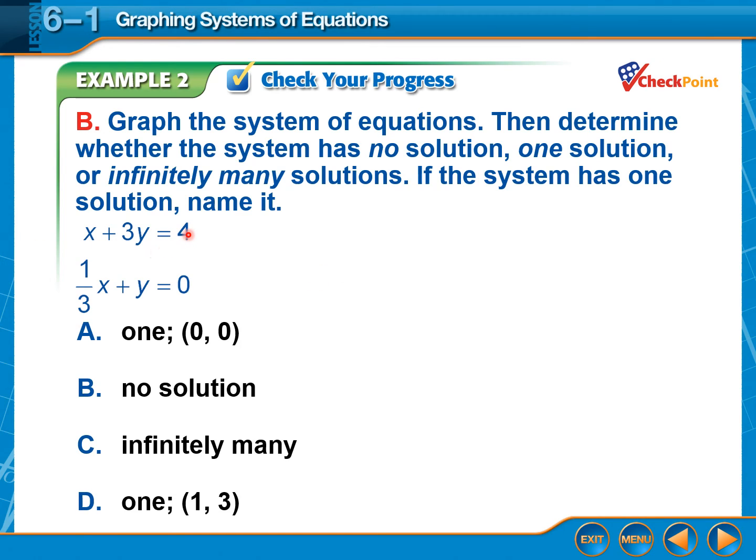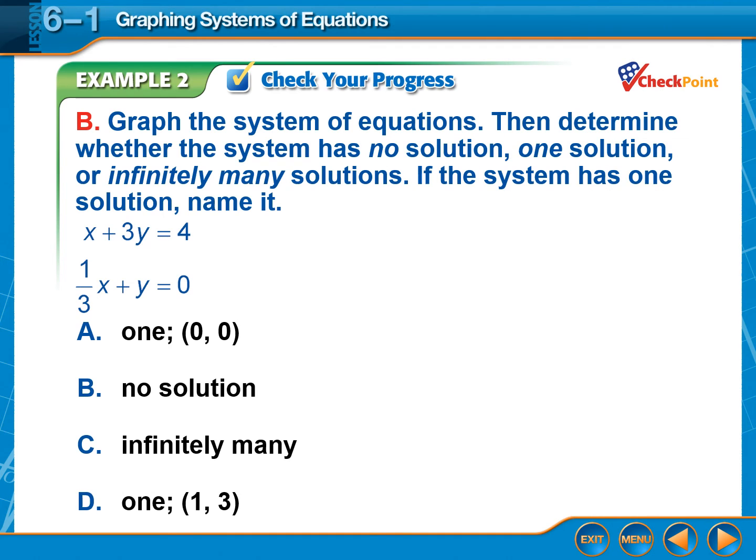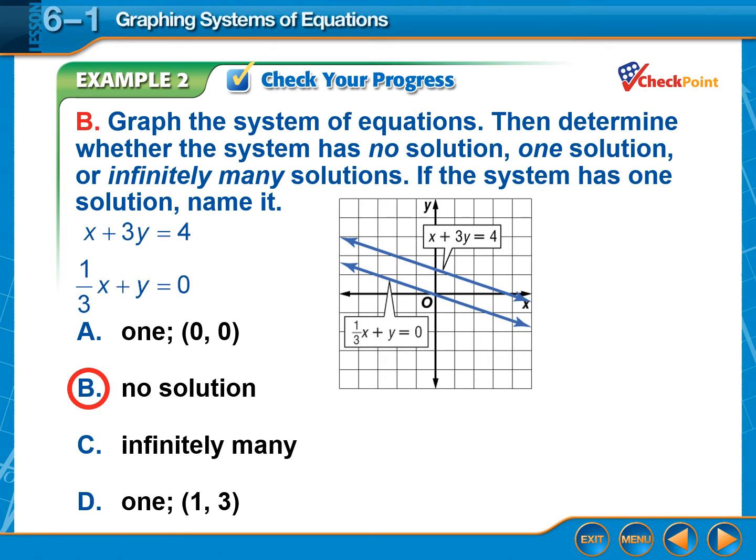x plus 3y equals 4, and 1/3 x plus y equals 0. How many solutions does it have? And if it has one solution, go ahead and name it. And the correct answer is that there's no solution.